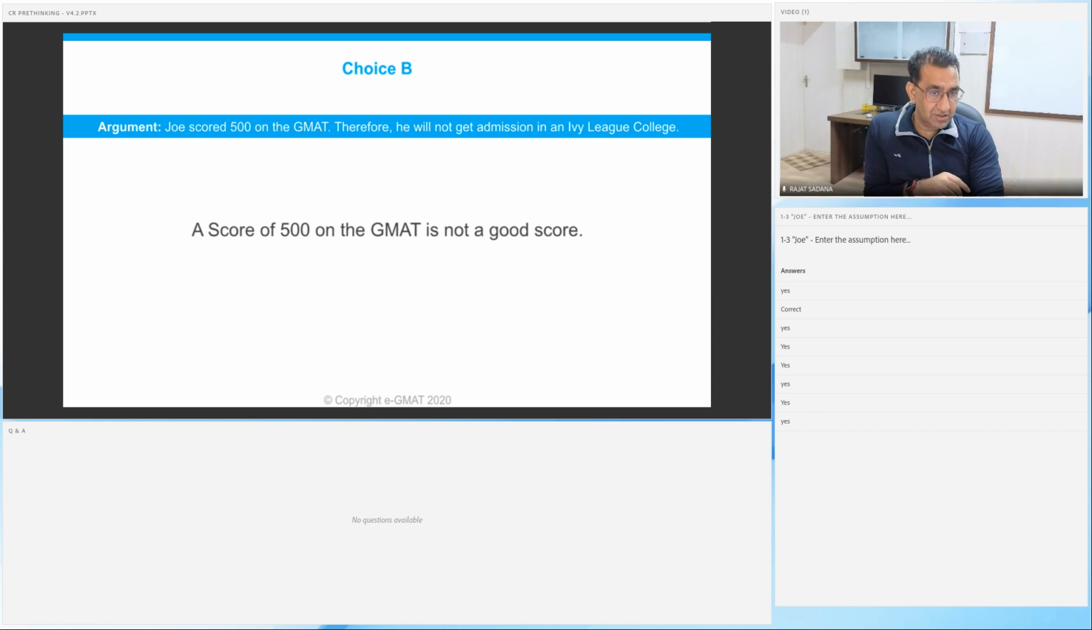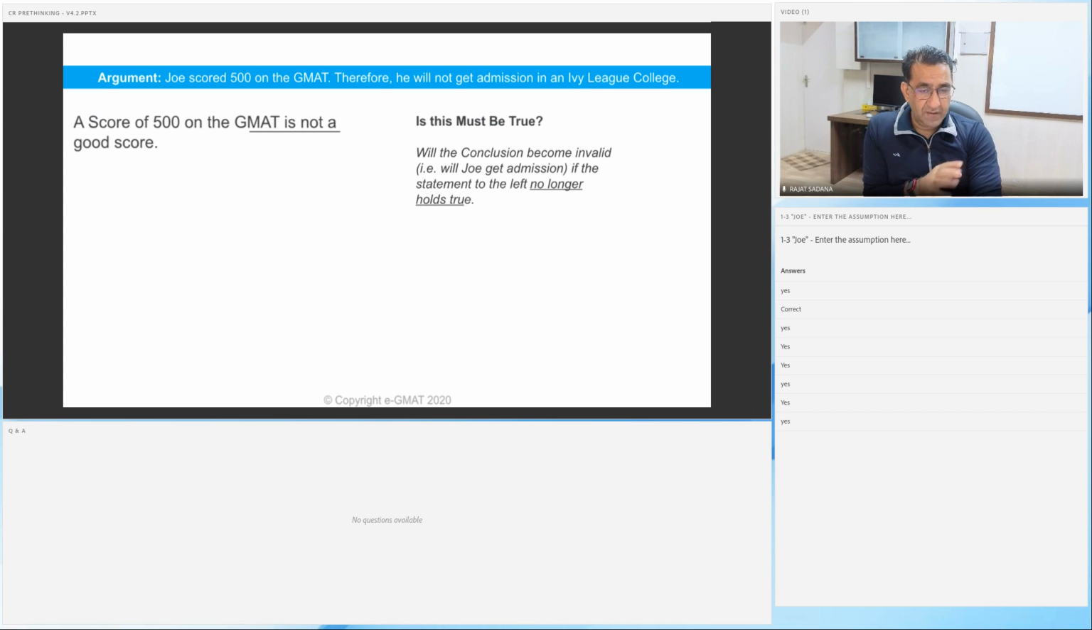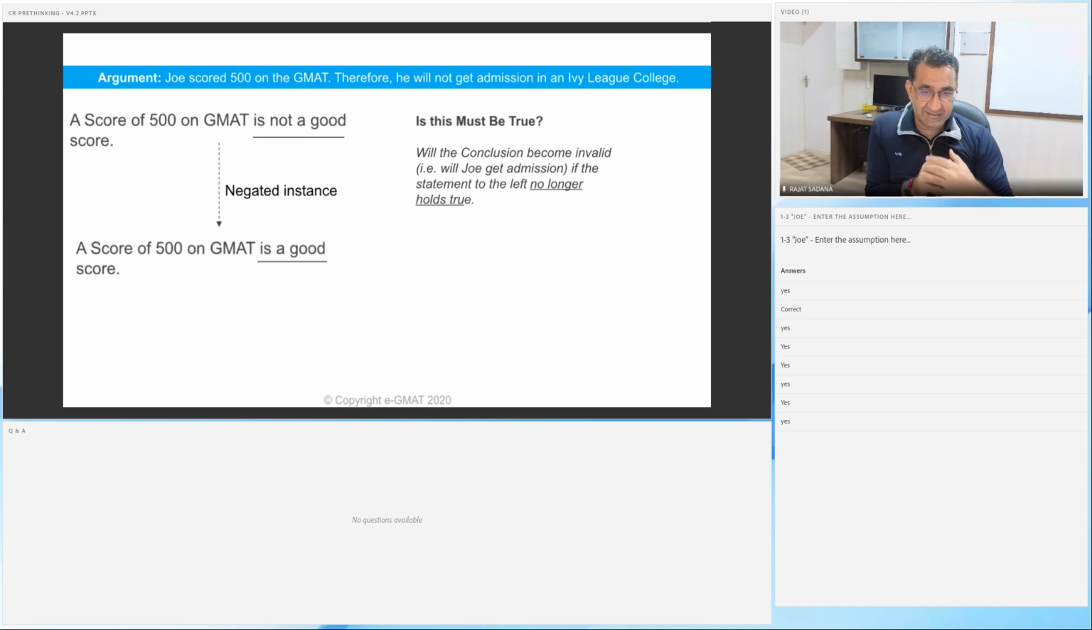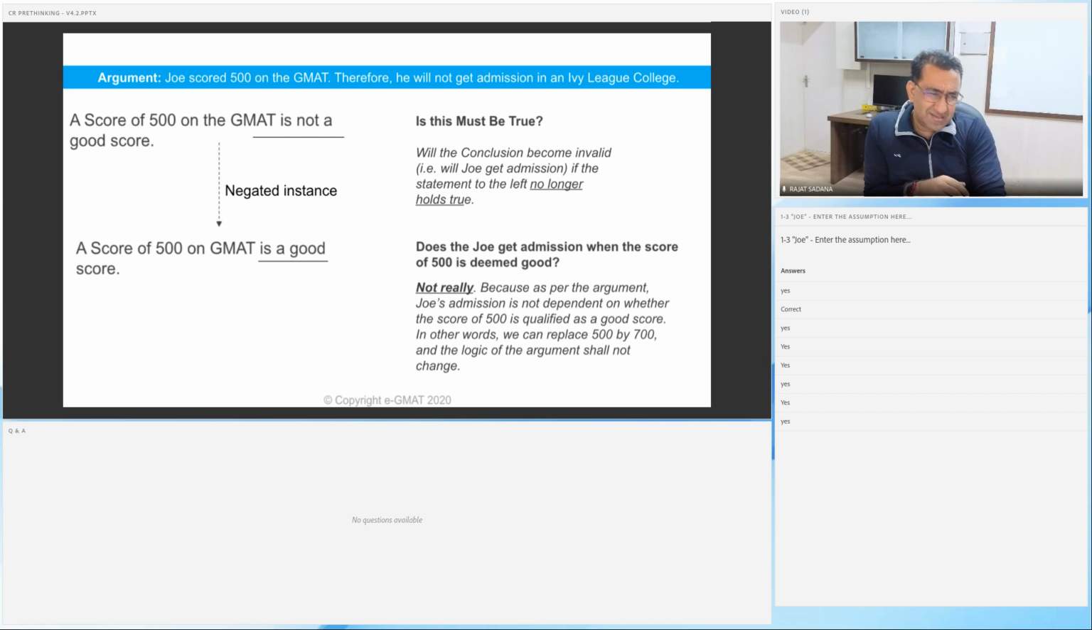Let's take this. Score of 500 is not a good score or a high score. Some of you alluded to a high score over here. Let's ask ourselves, is that must be true? If you really say that's not the correct answer, then what you're saying is that its negated instance becomes true, which means the score of 500 now becomes a good score. Now, will Joe get admission if that happens? If a score of 500 becomes a good score, then will he get into an Ivy League college? The answer is not really.